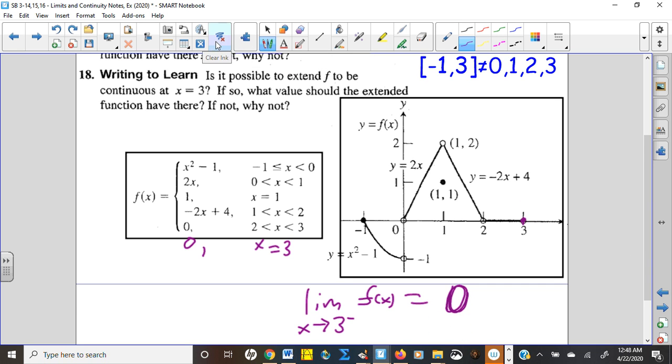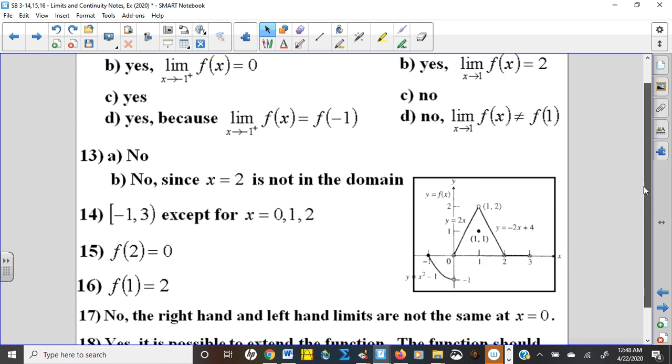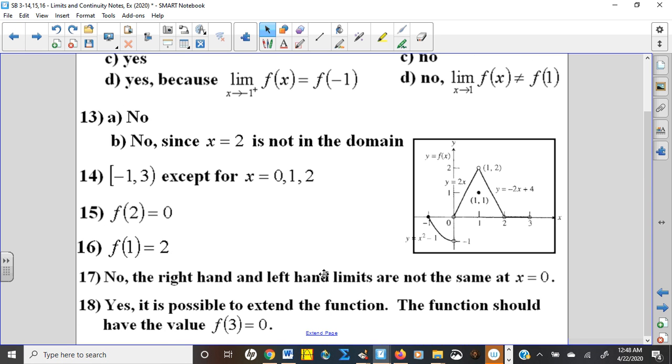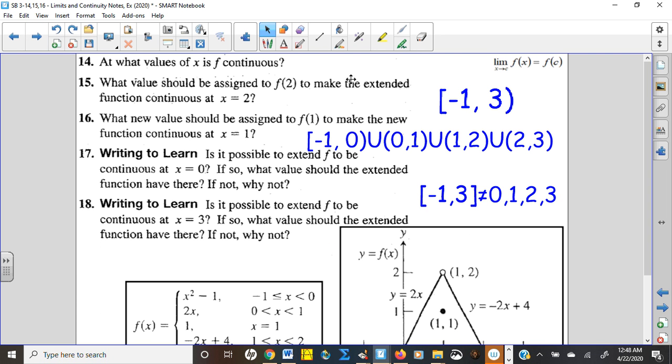So hopefully the problems that you were going over, or the answers that you were reading over, kind of eliminated that. Let's see here. So number 17 was no, the right-hand limit and left-hand limit are not the same. They probably should have finished that off by saying, so the limit does not exist at x equals 0, which prevents continuity from occurring. That would have been a slightly better answer. Number 18, yes, it is possible to extend the function. We just need to have the function's value at 3 be equal to 0. And so pretty much exactly what we talked about. So hopefully those explanations help.